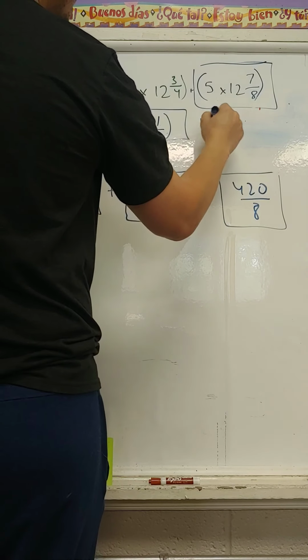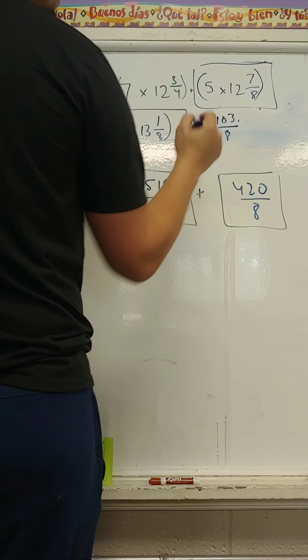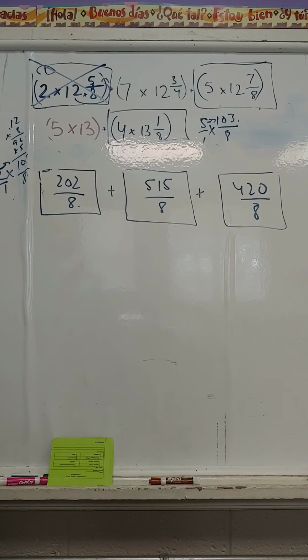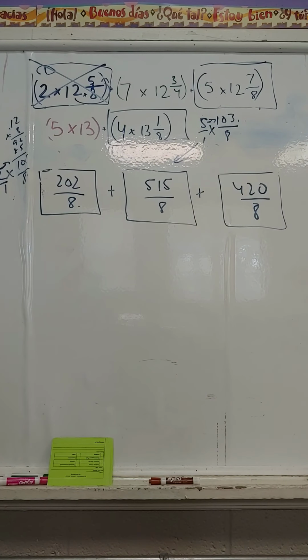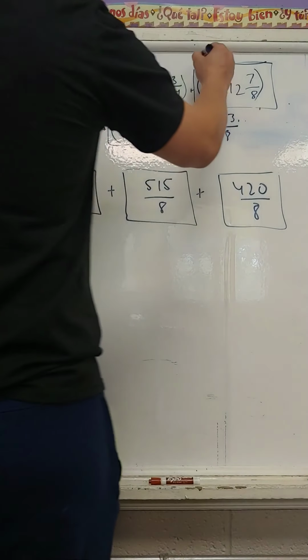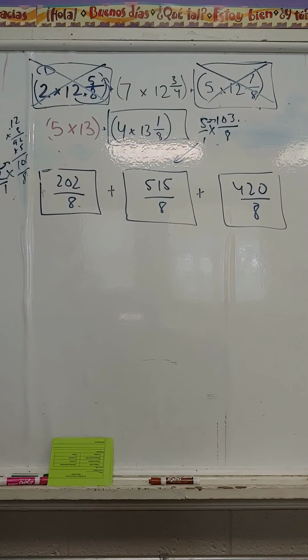Remember, it's always going to be whole number times numerator, or you can put it over 1 if it makes you comfortable. Right, and we end up with 512 over 8. Okay, by multiplying 5 times 103 and leaving my denominator the same. The denominator stays the same. Remember, I start with the one with the same denominator because it's going to stay the same. So here's this part. Done.